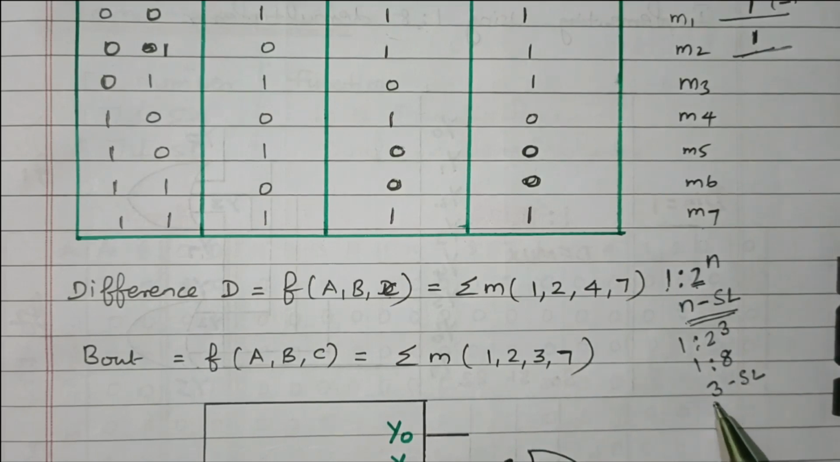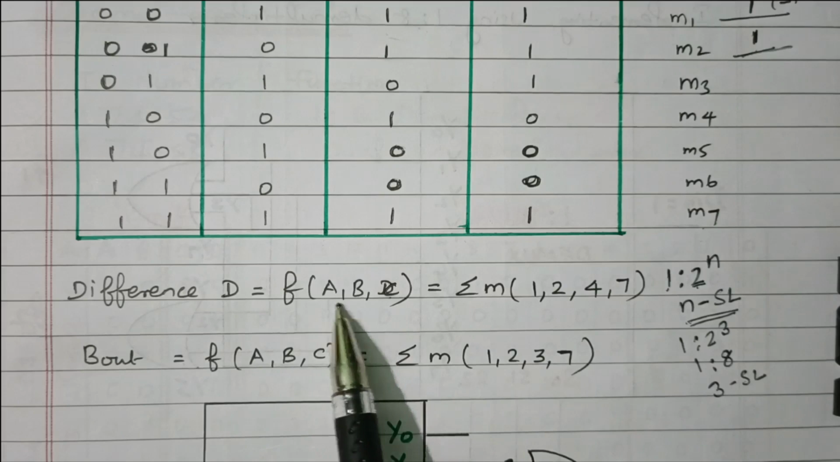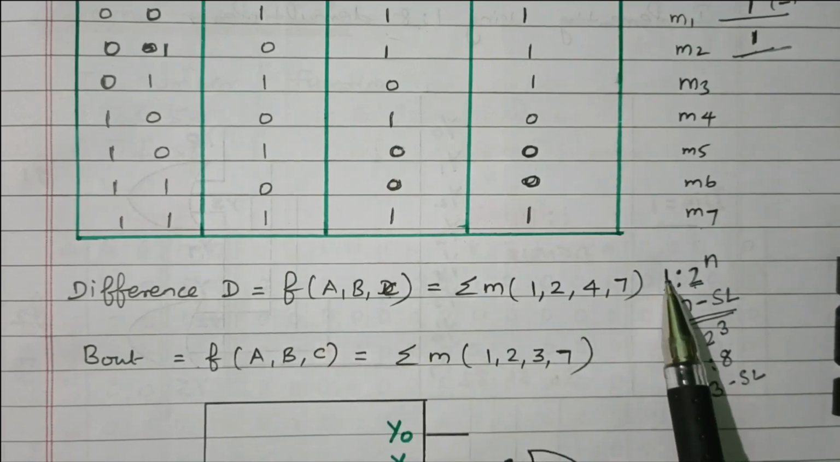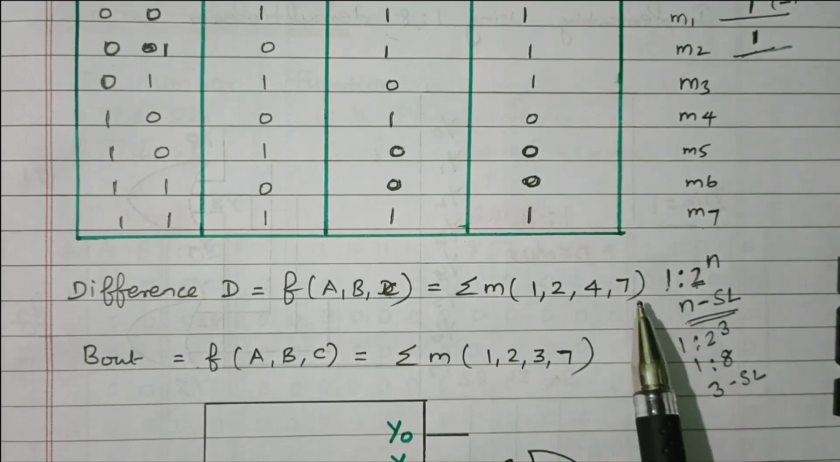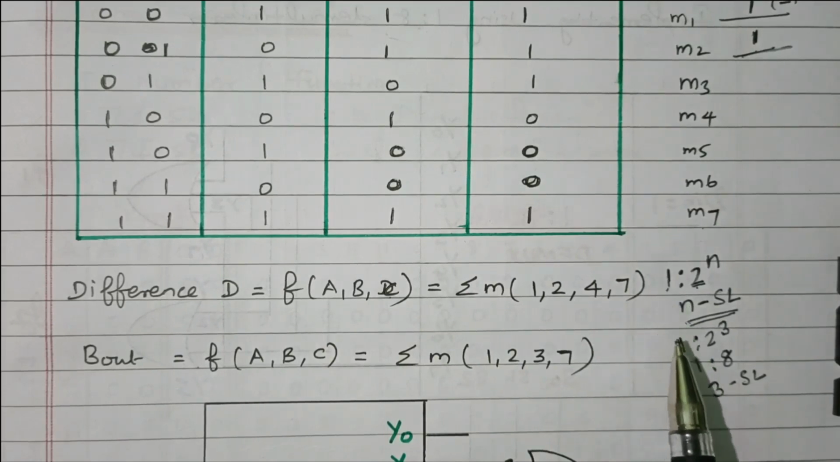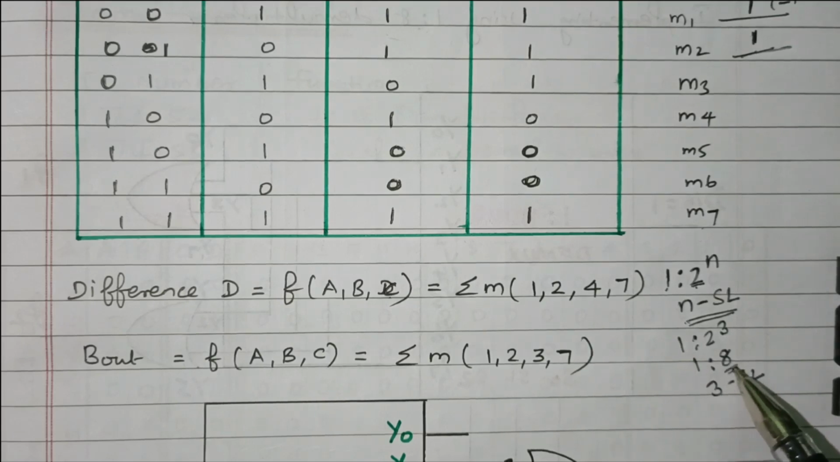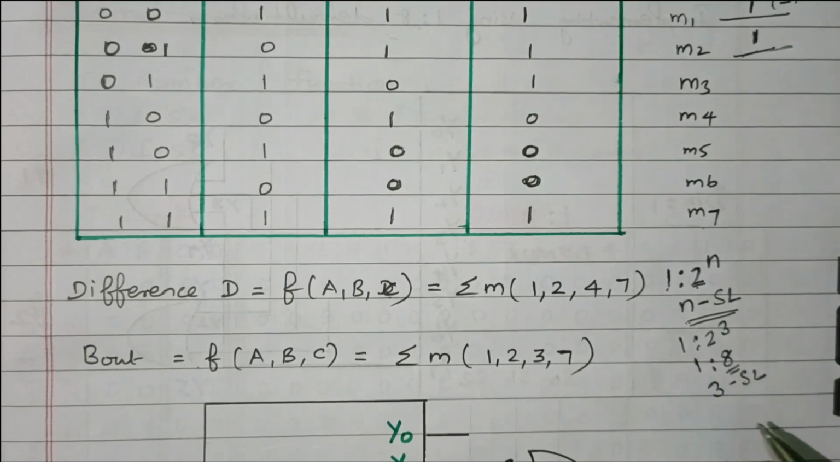What are these 3 selection lines? The 3 selection lines are nothing but A, B, C, that is A, B, borrow in, right? What is the one input? The input is the data in. We'll give 1 as the input, so that we'll get 8 different outputs. The input is given as 1. The selection lines are given as A, B and borrow in. We'll get 8 different outputs.